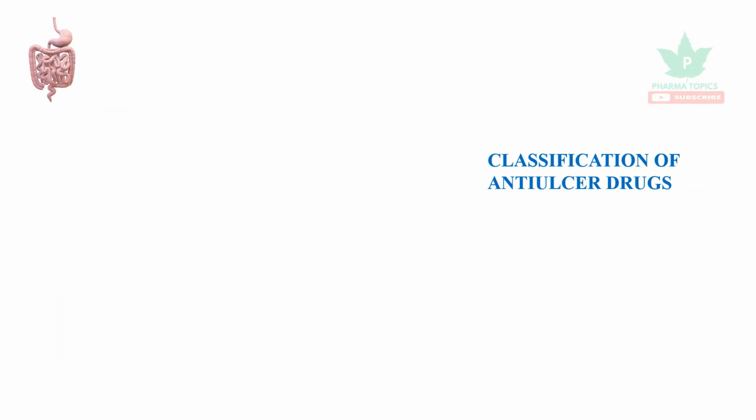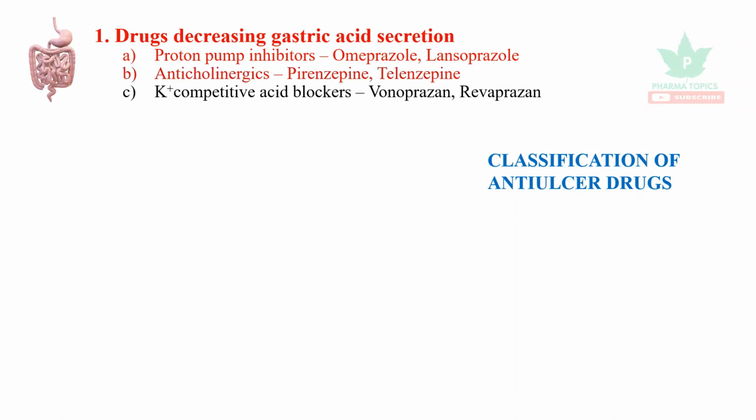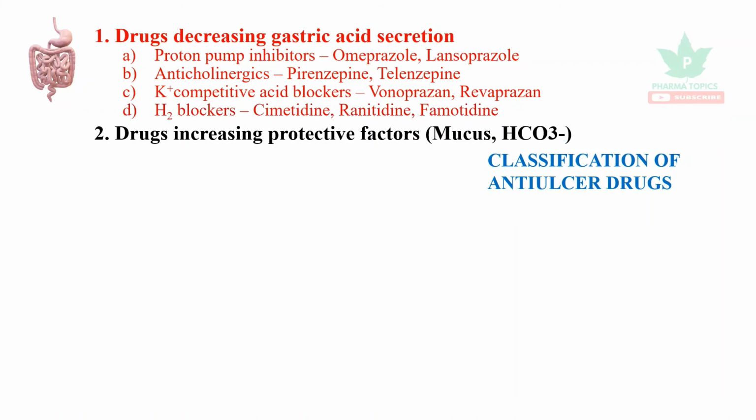Let us see the classification in brief. Drugs decreasing the gastric acid secretion. They are proton pump inhibitors such as omeprazole, lansoprazole. Anticholinergics, they are M3 blockers, pirenzepine, telenzepine. Potassium competitive acid blockers, vonoprazan, revaprazan. H2 blockers such as cimetidine, ranitidine, famotidine.